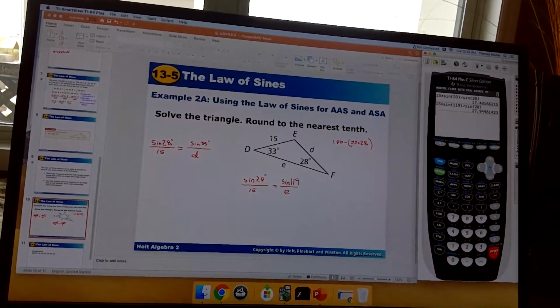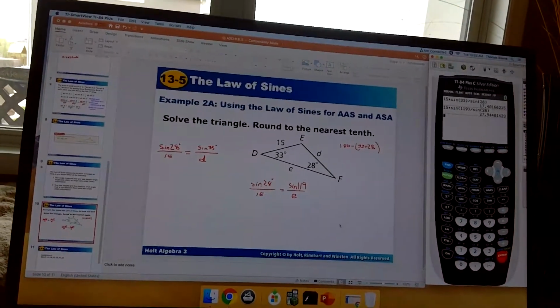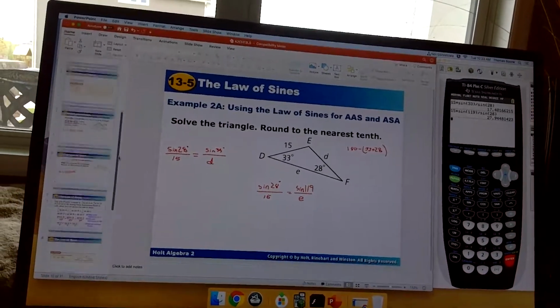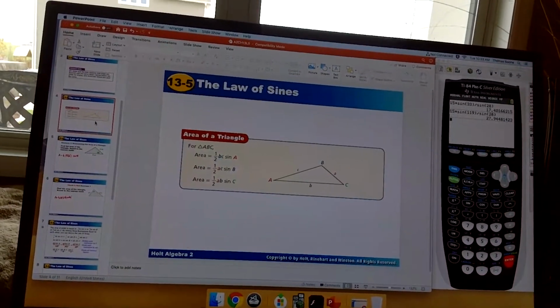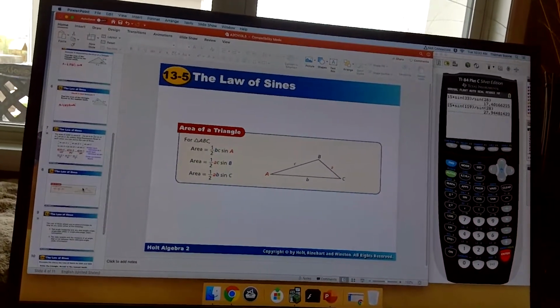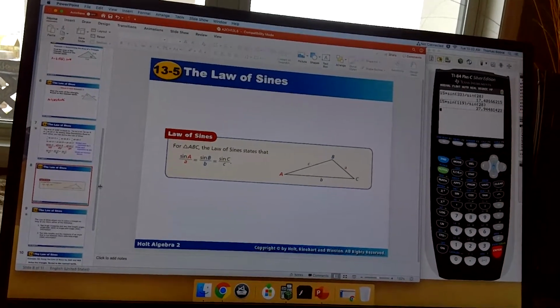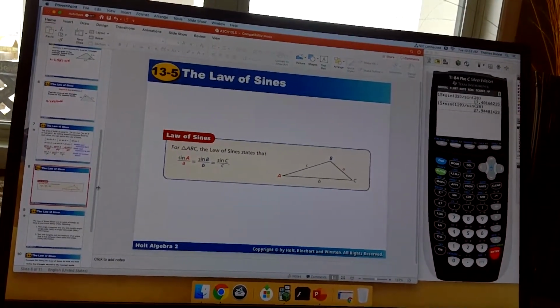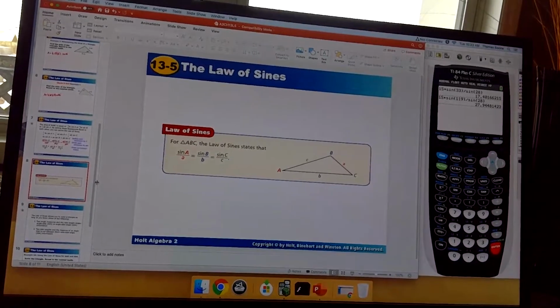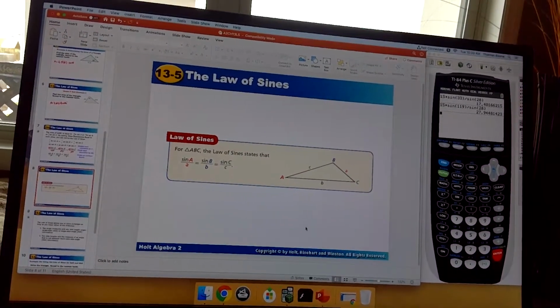Okay, so for 13.5, two things to learn today. One is our new formula for finding the area of a triangle, and that's back in the slides, where I try to incorporate those for you. Those are those areas there, and then we have our law of sines, learning how those work. So feel free to refer back to those PowerPoints as you're working on the worksheets. Let me know if there are any questions. Again, make sure your calculator's in degree mode.